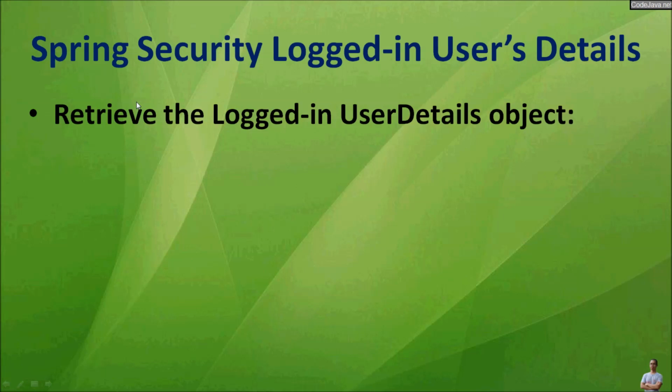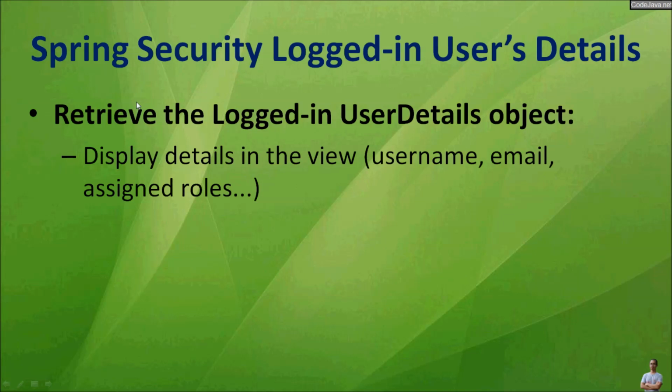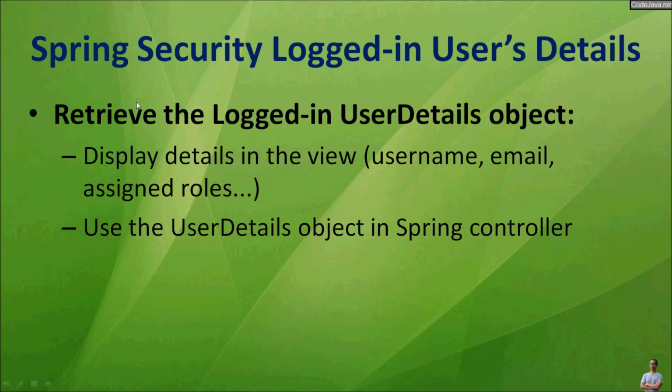In this video, I'm going to share with you how to use Spring Security to retrieve the user details object that represents the currently logged in user in a Spring Boot application, to display the details of the user in the view layer, such as username, email, assigned roles, or any properties of the currently logged in user, and also how to use the user details object in a Spring controller.